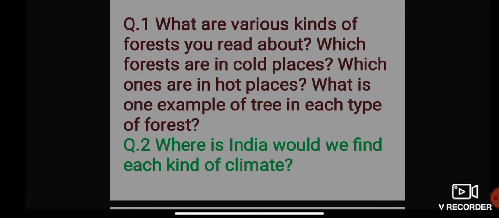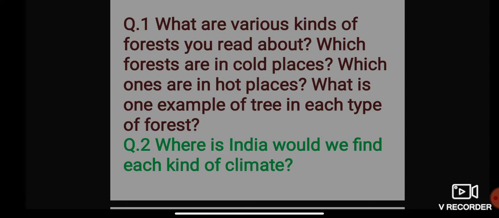Question number 1. What are the various kinds of forests you read about, which forests are in cold places, which forests are in hot places, and what is one example of a tree in each type of forest?